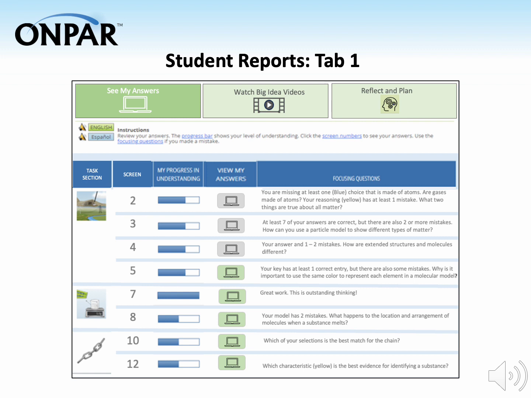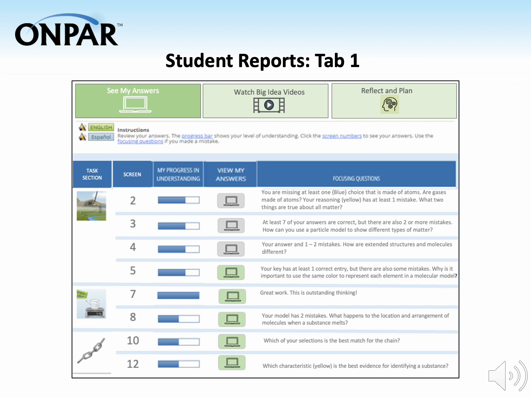Now we're going to look at some reports. And so this is the student report that shows up immediately after finishing. It has 3 different tabs, and the first one focuses on screen by screen progress. So you can see that progress bar down the center left. I can see at a glance that screen 7 went really well, and then not quite as good on the last couple questions. And then it gives them some focus questions.